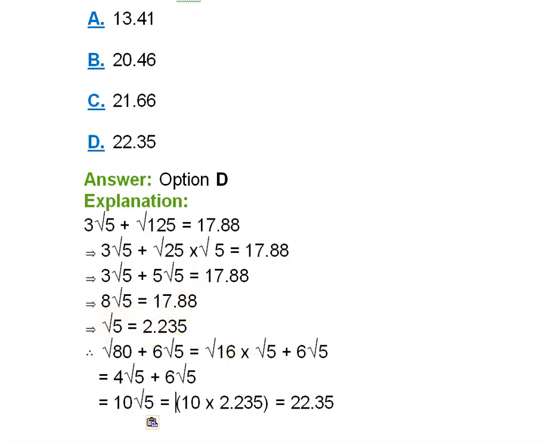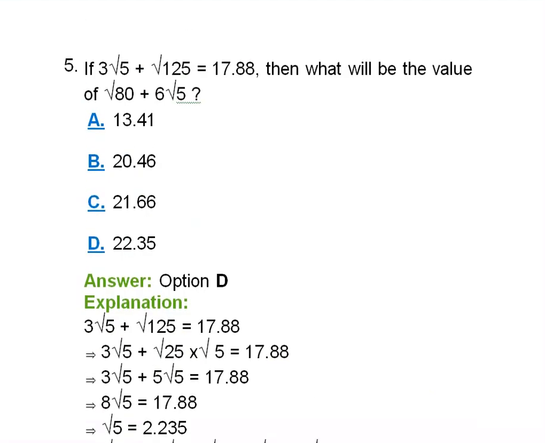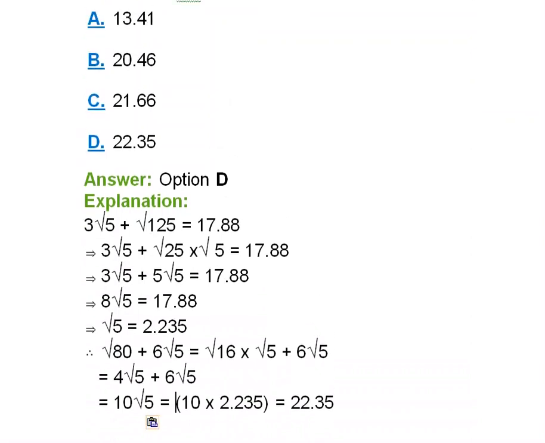Root 80, we are taking the second expression which was given in the question, which we have to calculate. Root 80 plus 6 root 5 equals, we can write 80 as 16 into 5, and 6 root 5 will be the same. Now root 16 can be written as 4, so 4 root 5 plus 6 root 5. So we can add these, like we have 10 root 5, and we know the value of root 5. So we'll multiply the value of root 5 here, which equals 22.35, option D your answer.